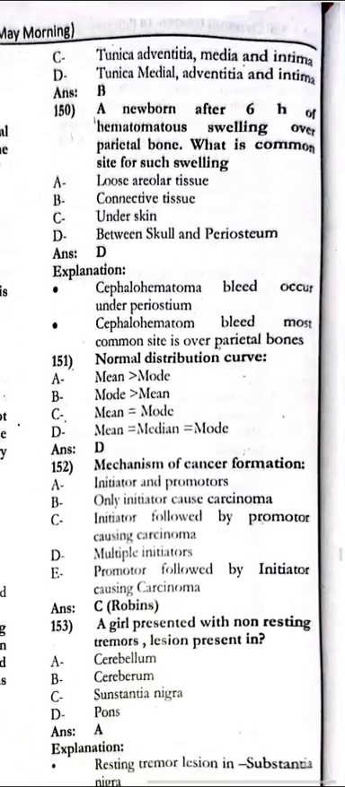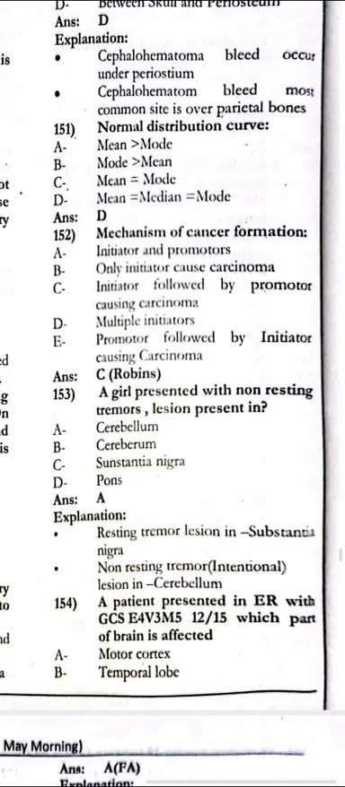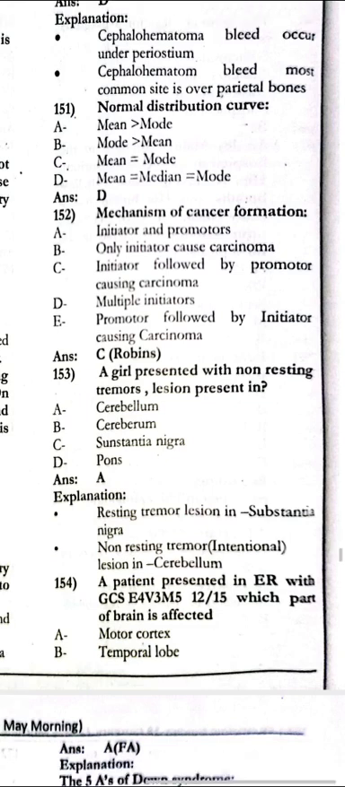Next, a newborn after 6 hours has a hematomatous swelling over the parietal bone. What is the common site for such swelling? That is between the skull and the periosteum. In a normal distribution curve, the median equals the mean equals the mode. The mechanism of cancer formation is the initiator followed by the promoter causing carcinoma.